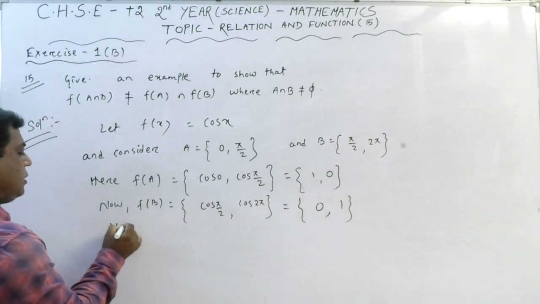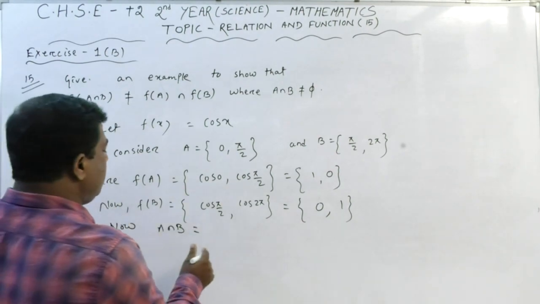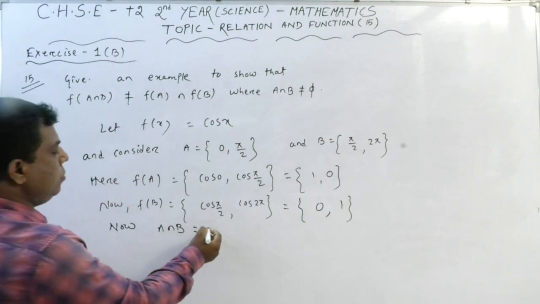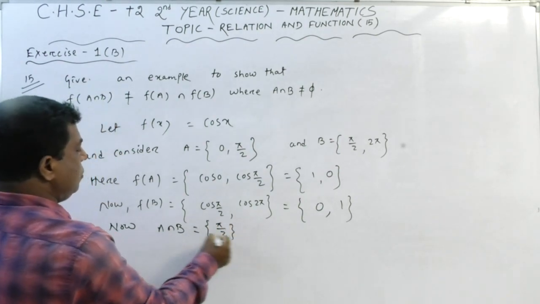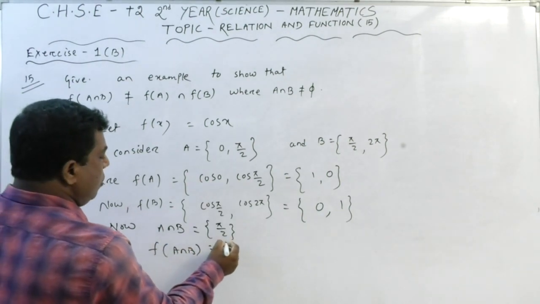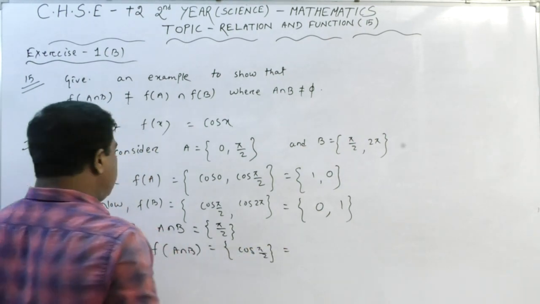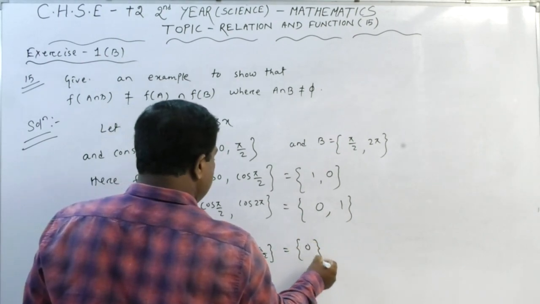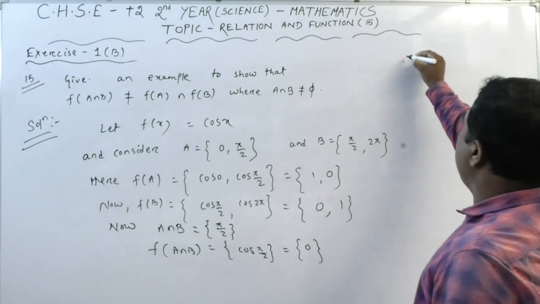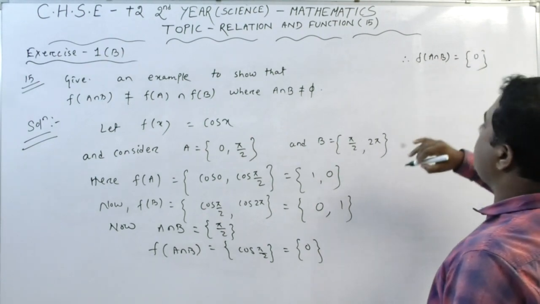Now, a intersection b equal to what? Here you can take any example as per your choice, you can construct also. Now I am taking this one. So a intersection b, I can say, is pi by 2. And what is f of a intersection b? It is cos of pi by 2. So cos of pi by 2 means what? What is the result? It is equal to 0. Clear? Now we have, therefore, f of a intersection b containing only one result, 0.